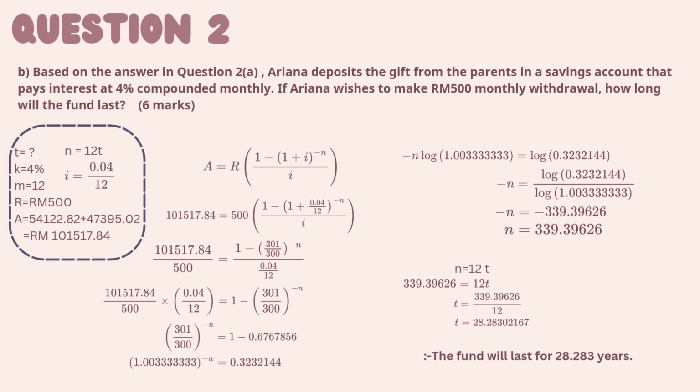After we find N, we can get the value of T by using the formula N equal to M multiplied by T. For the final answer, T is 28.283 years. So the fund will last for 28.283 years.